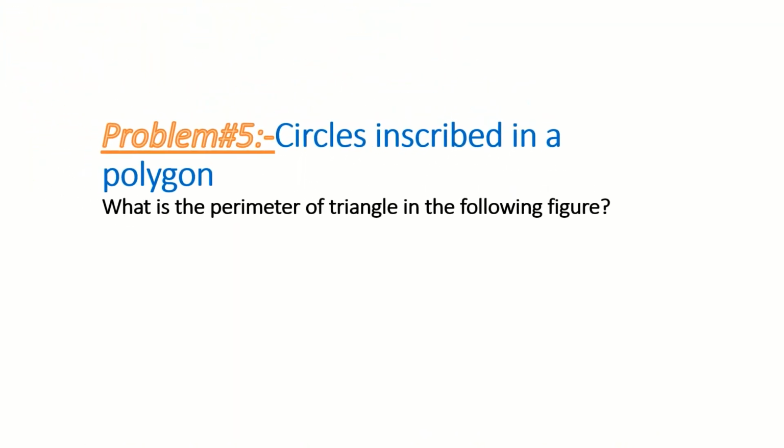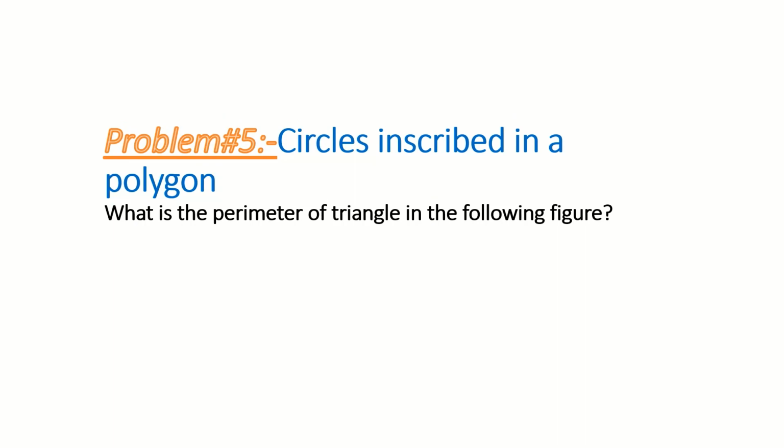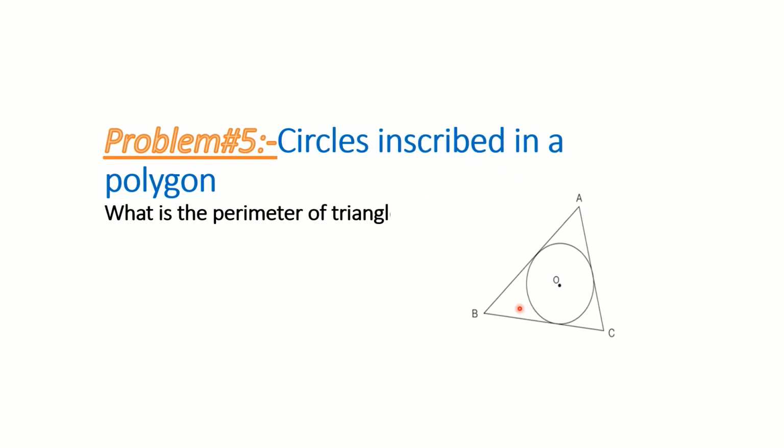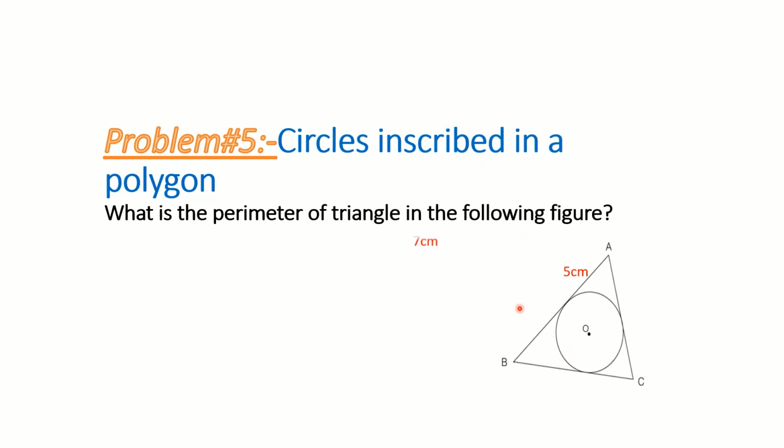Example number 5 is about circles inscribed in a polygon. What is the perimeter of the triangle in the following figure? Here is the figure with the given lengths. This is 5, this is 7, and this is 4 centimeters. Then how can you find the perimeter of triangle ABC? While this length is 5, and from this point to this point is 4, and this is 7.